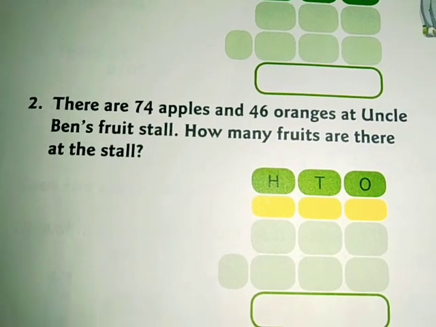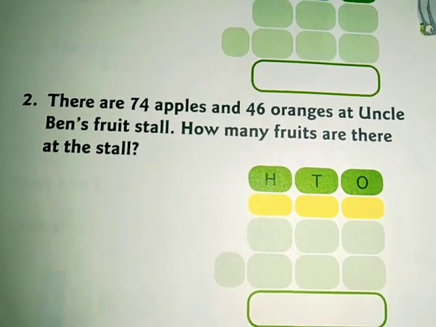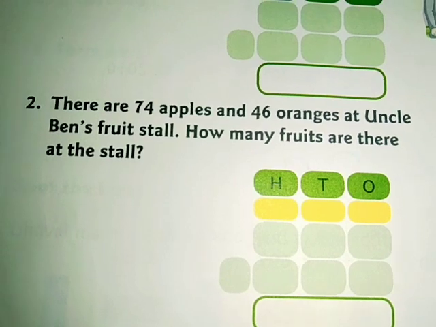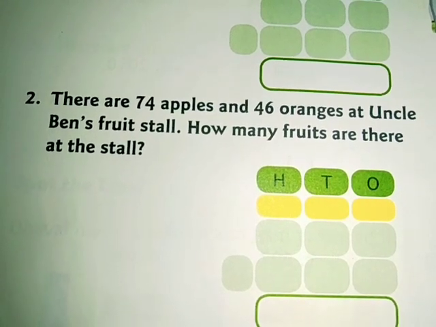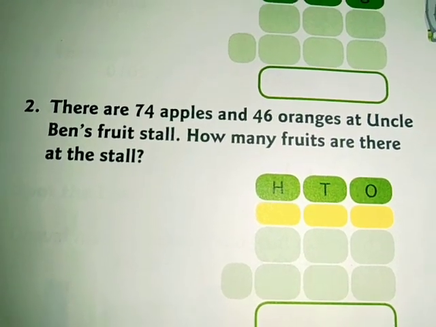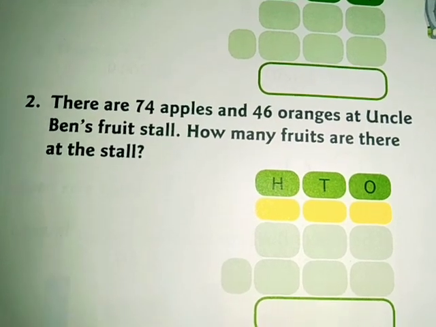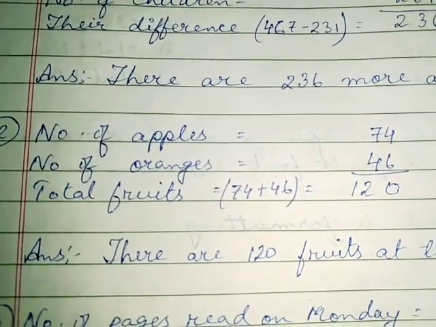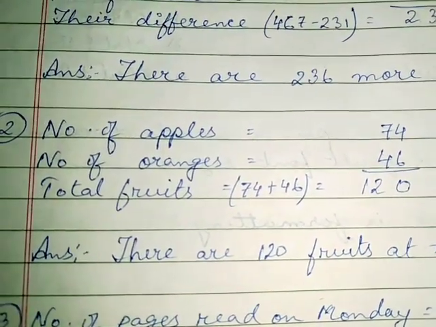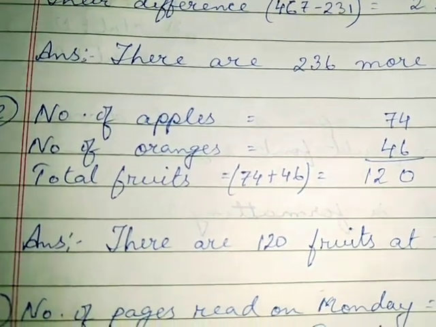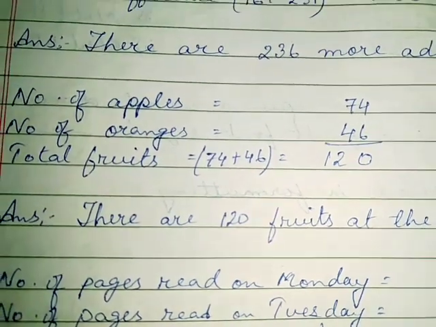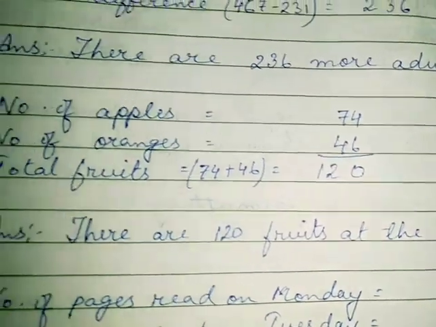Coming to number 2, there are 74 apples and 46 oranges at Uncle Ben's fruit stall. How many fruits are there in the stall? This is very simple language: the number of apples is given and the number of oranges is given. We have to find the total number of fruits. We will get the answer by adding the numbers. So this is how it is done. Number of apples 74, number of oranges 46, and total fruit 74 plus 46, that is 120. After doing the addition, we get the answer 120. So there are 120 fruits at the fruit stall.